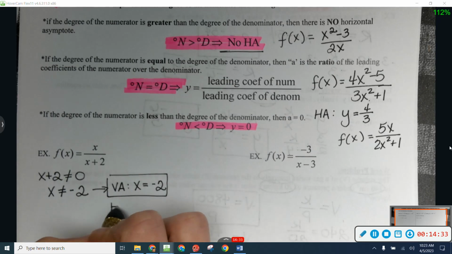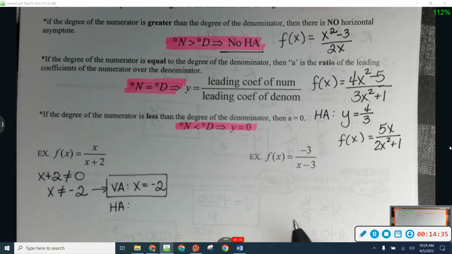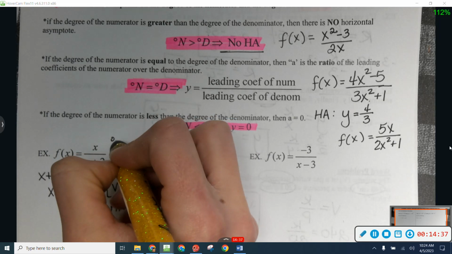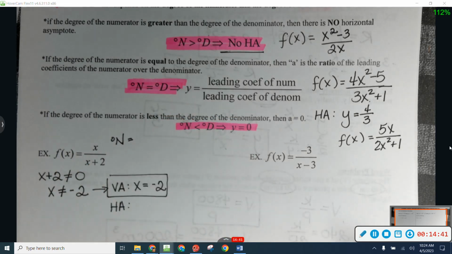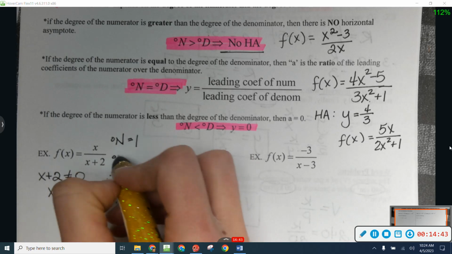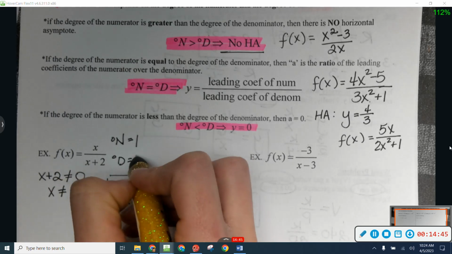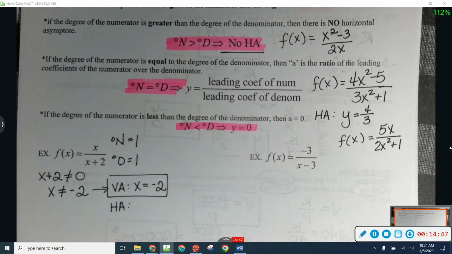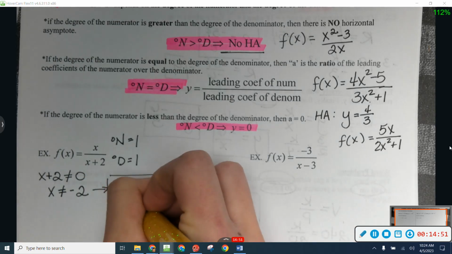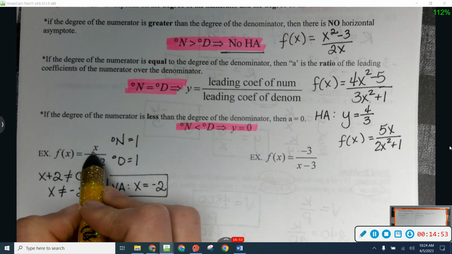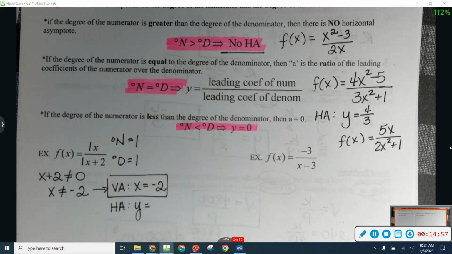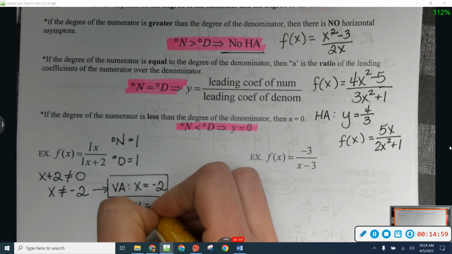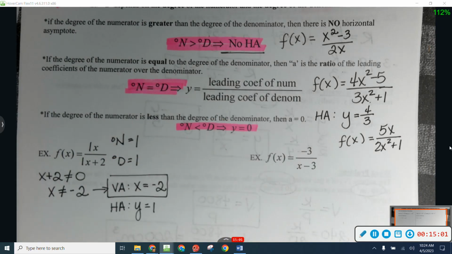Alright, then my horizontal asymptote. My degree of my numerator is what? 1. My degree of my denominator is also 1. They're equal. So I set up a ratio. It's just a coefficient of 1 over a coefficient of 1. It's just going to be 1.